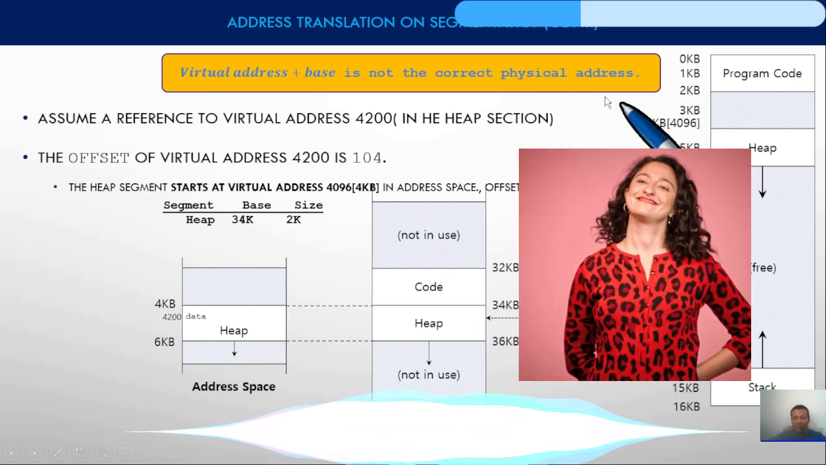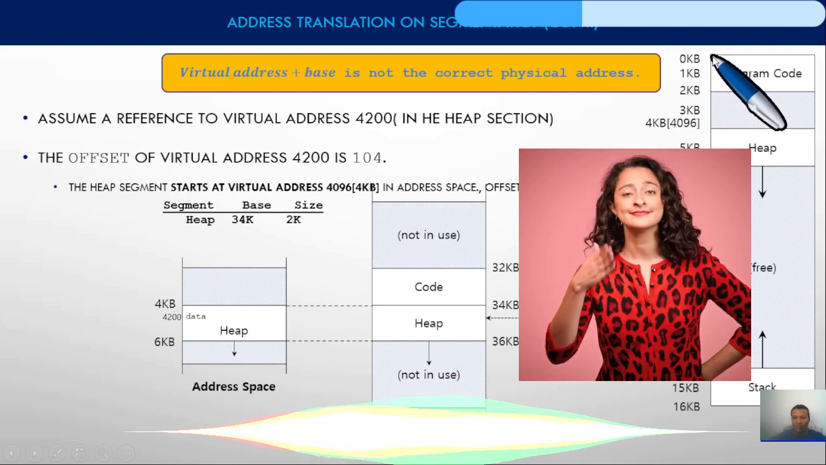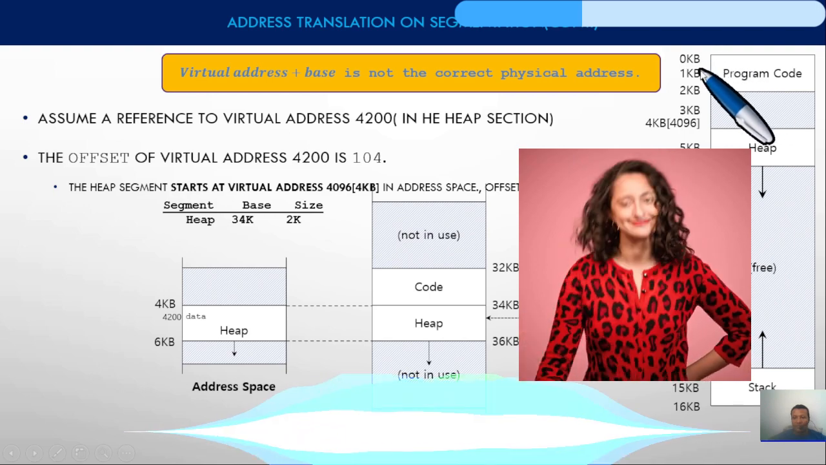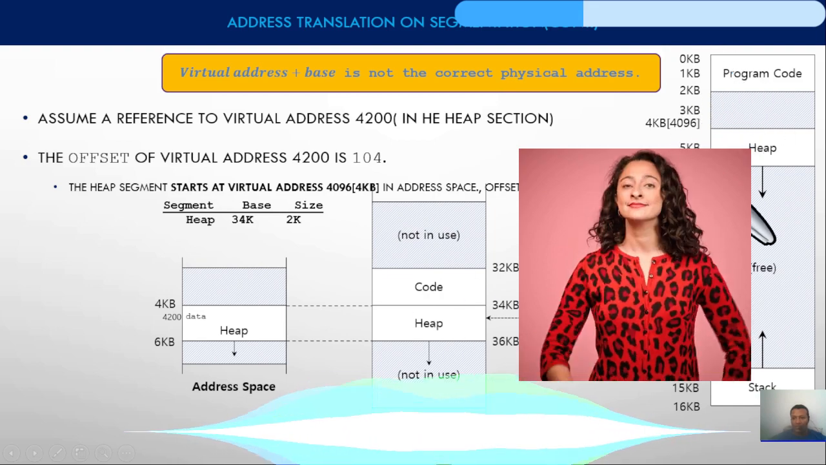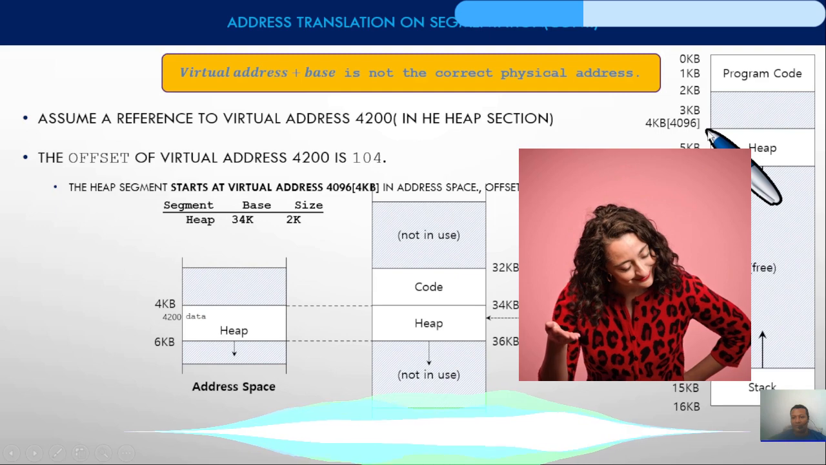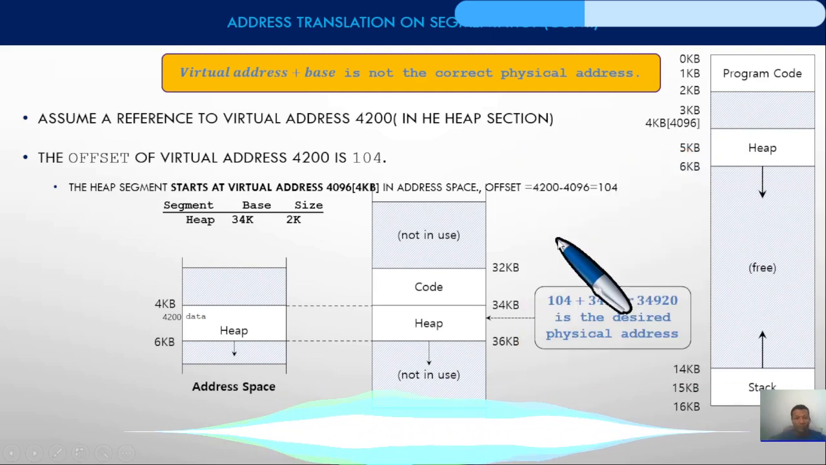In the first scenario the base was 0 kilobyte, so we just have 100. In that situation we don't have any problem, because it is in the code section. But in this situation, where it is in the heap, you have to find the offset. You have to bear that in mind.